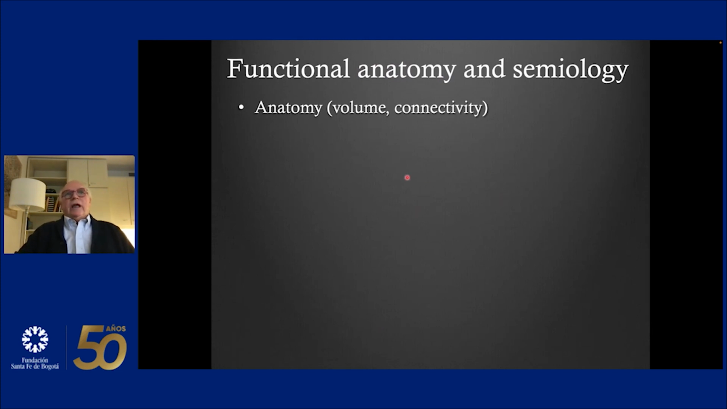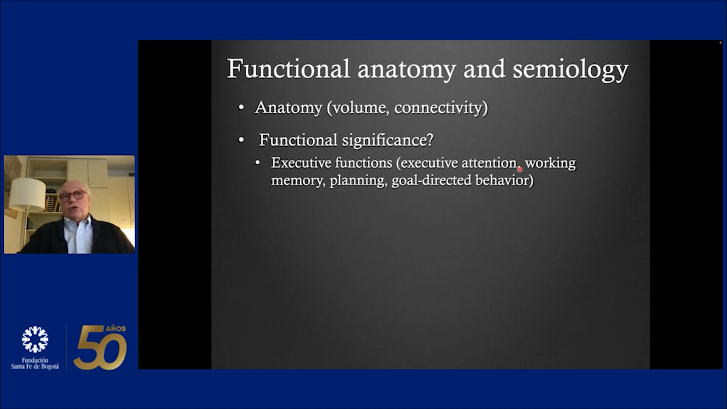So for a brief summary of the functional anatomy and semiology, the anatomy, it's very complex. And what we have for the purpose of epilepsy and epilepsy surgery, never forget, is the volume of the frontal cortex, which is almost 40% of the total volume of the brain. And the connectivity is also very important to consider because as it is mainly an heteromodal cortex, it has a lot of connectivity, not only with the frontal lobe, with many other parts of the cerebral cortex. I will show that.